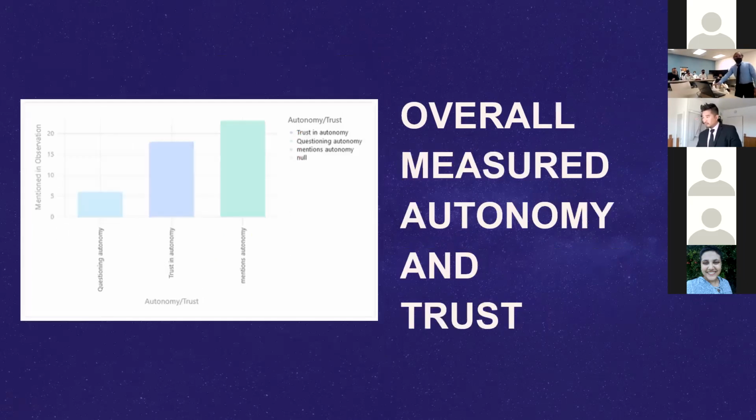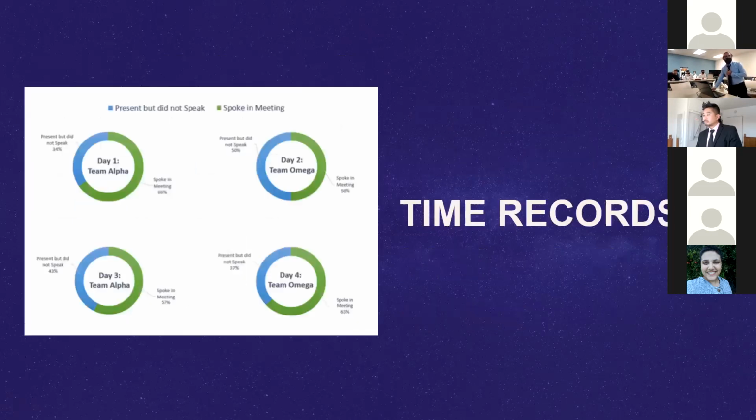Then next, we also tagged some of the quotes with any mentions of autonomy or trust and questioning autonomy. And as you can see, we have plenty of mentions of autonomy, but we have more trust in autonomy versus questioning in autonomy. So we kept track of that throughout the whole simulation. And then this is our results for the time records.